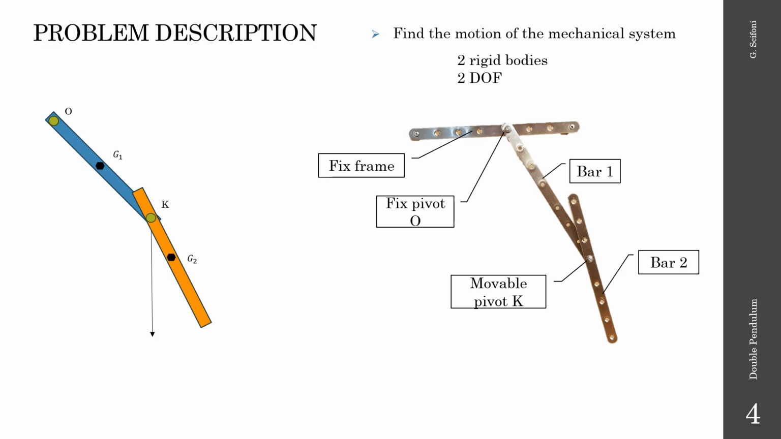The coordinate system is so defined. The x-axis is horizontal and starts at the same pivot, capital O. The y-axis is vertical towards the bottom. The angle theta is the angle between the bar 1 and the axis y, positive if counterclockwise. The angle phi is the angle between bar 2 and axis y, also positive if counterclockwise. The system has 2 degrees of freedom, and this makes the solution of the dynamic problem something more complicated.